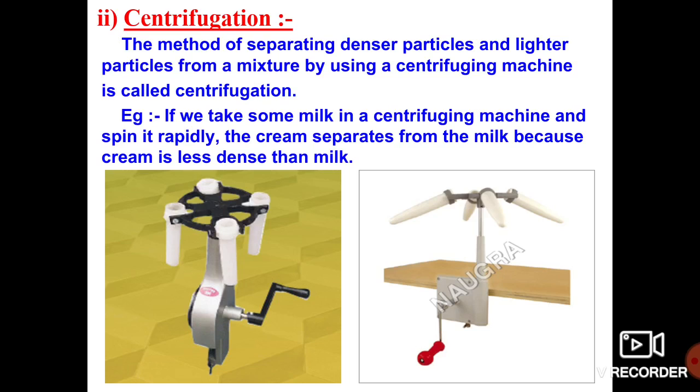Like this, we use the centrifugation method to separate different kinds of mixtures. I hope you understand centrifugation now. When the school reopens, I will show it practically, okay.